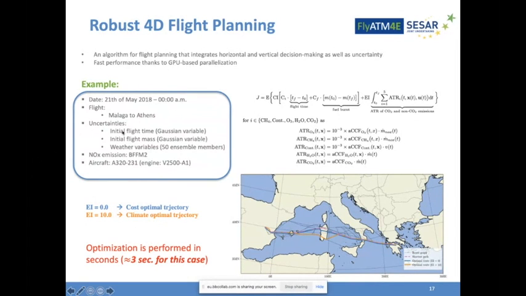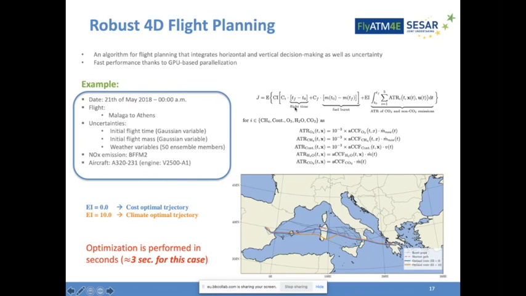Here is an example. I just go to the uncertainties part, in which the initial flight plan and initial flight mass are modeled using Gaussian variables, and 50 different ensemble members, 50 different forecasts, are considered to represent weather variables. And this is the cost function used in the optimization. Of course, this is the expected value because we have all ensemble members.